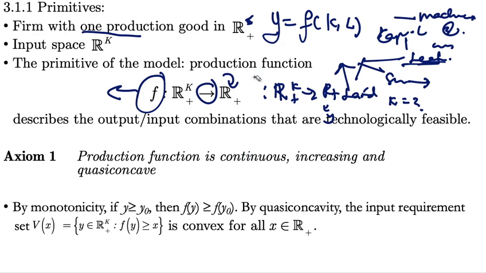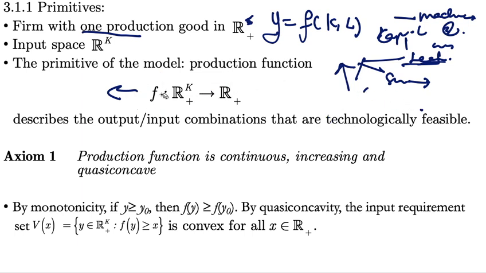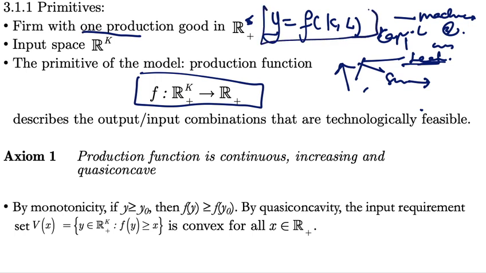Anyway, let's erase this, otherwise it becomes a mess. Okay, so this mathematical expression here, or you can also use this, but at the master level I'm expecting you to use this so that you read a lot. So this one is actually describing the output-input combinations that are technologically feasible. Feasible means it can be achieved, it can be produced using the technology available in the production process of that firm.